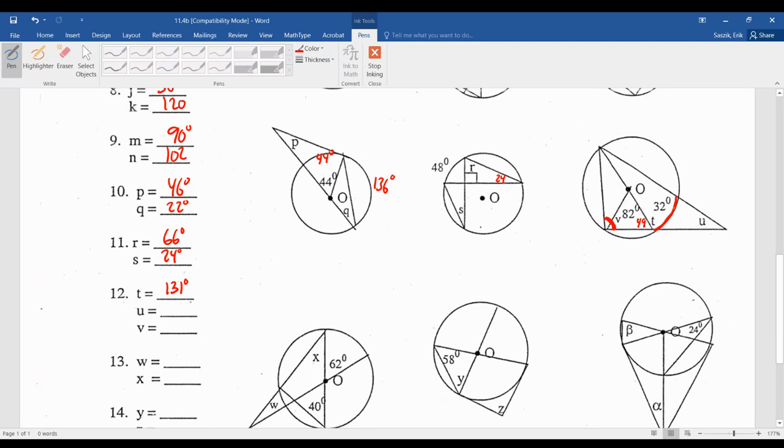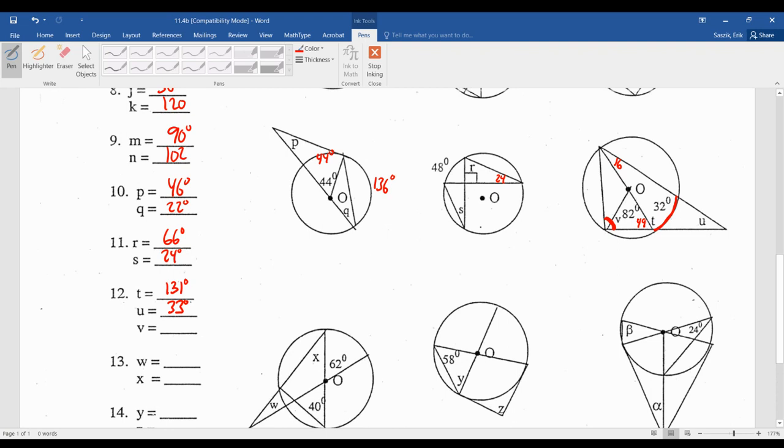And let's see here, if this is 32, this would have to be what? Half that, 16. Okay. So now we can look at this big obtuse triangle. If that's 131 and that's 16, together that's 147. So angle U has to be 33 degrees.